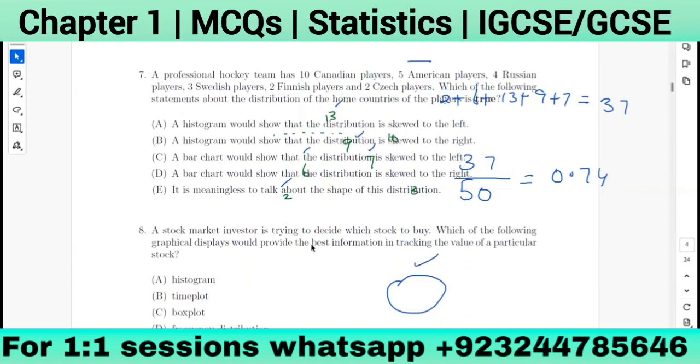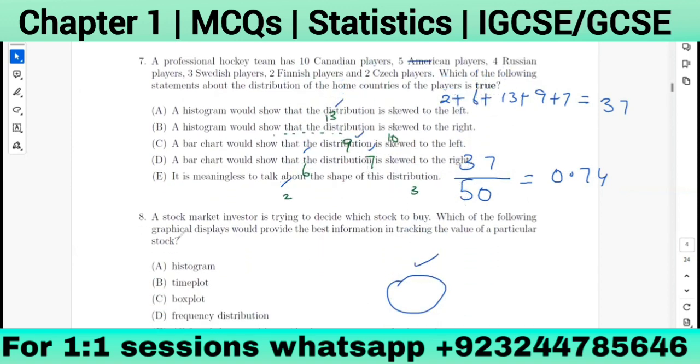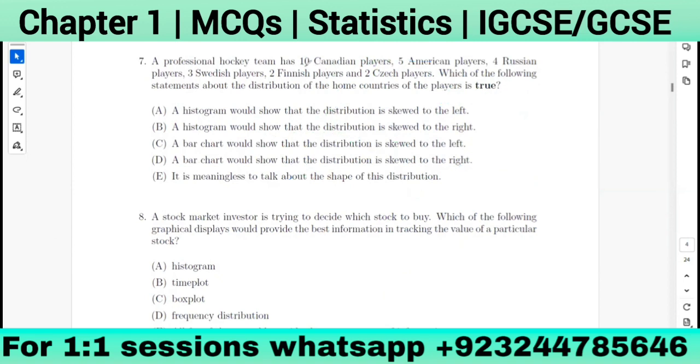Okay. Question number 7. A professional hockey team has 10 Canadian players, 5 American players, 4 Russian players, 3 Swedish players, 2 Finnish players, and 2 Czech players. Which of the following statements about the distribution of the home countries of the players is true?